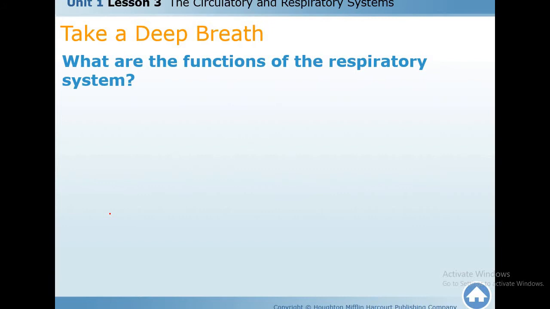Dear students, today we are going to continue lesson 3, the circulatory and respiratory system. First of all, we should know the function of the respiratory system. So what are the functions of the respiratory system?